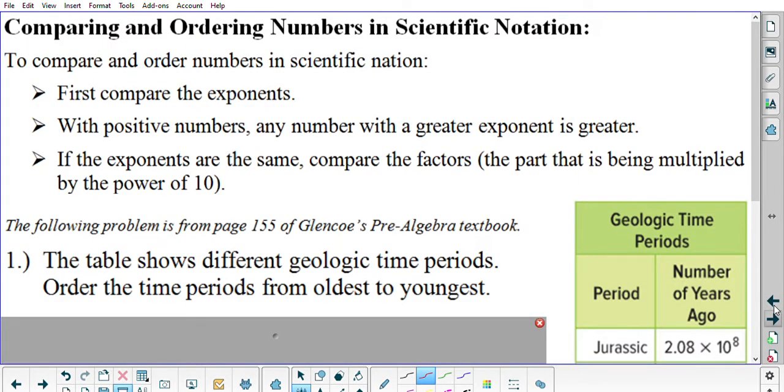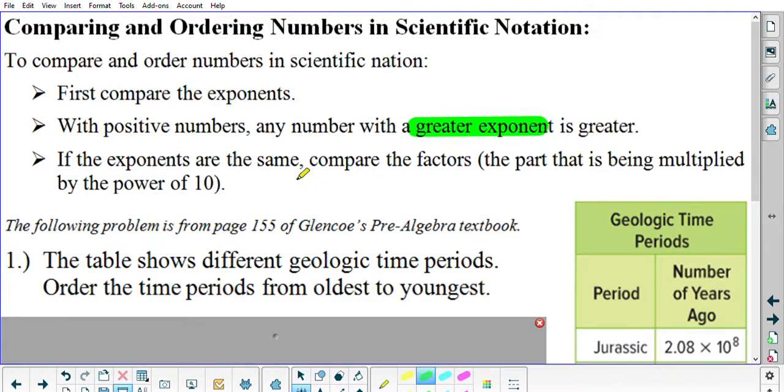All right, let's go to the very last page of our guided notes, where we're going to finish off these guided notes by comparing and ordering numbers that are in scientific notation. How do we do that? Well, follow along. 3 things you got to do. First, compare the exponents. Why? Because with positive numbers, any number with a greater exponent is going to be the greater number from the group. All right, that's why you got to look at exponents first.